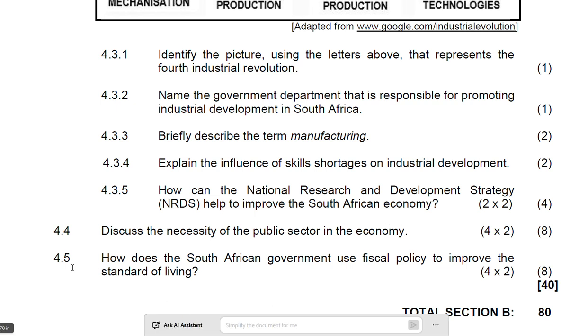And then let us look at the last question, which is 4.5. How does South African government use fiscal policy to improve the standard of living? So what does the government do in order to ensure that the standard of living for all is at the level that is expected or better than it was in the past?